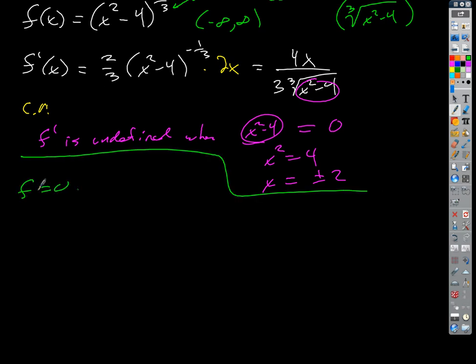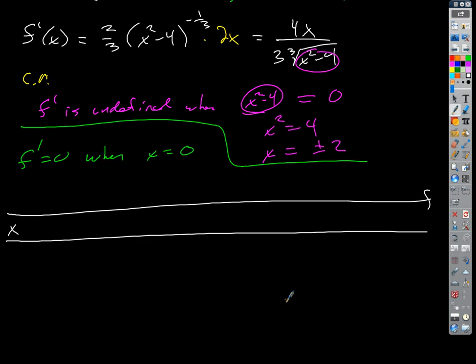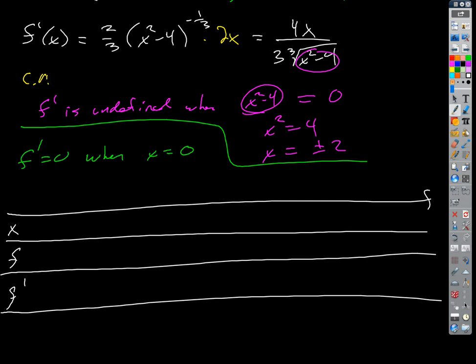F prime equals 0 when what? When the top is 0, yeah. And when's the top 0? When x is 0. Okay, so now we can make our table, right? And we get critical numbers at 0, -2, +2.